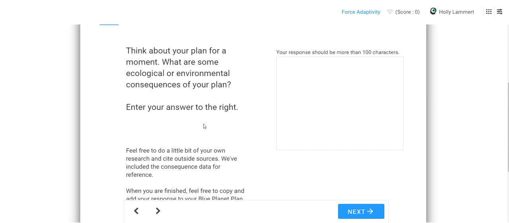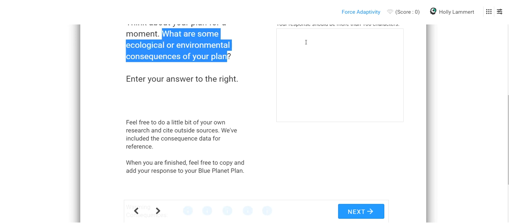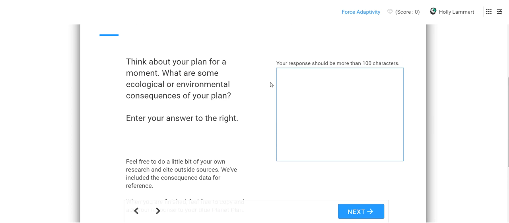And then they want you to think about your plan from an ecological or environmental standpoint. What are the consequences of your plan? And I would go through and actually cite, you have to be over 100 characters, so cite each of those different areas: transportation, buildings, power and energy, and land use. Feel free to be creative.